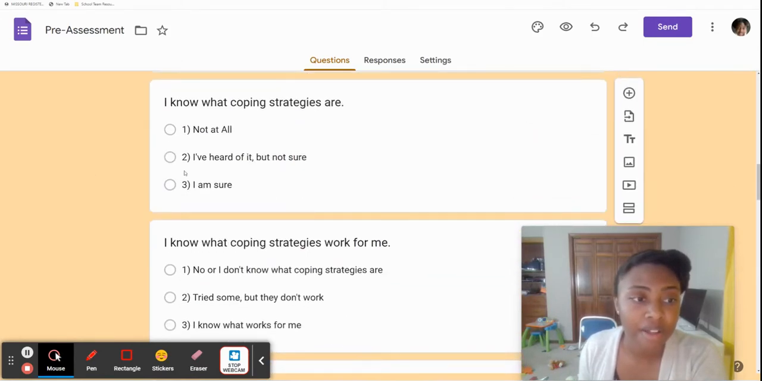So the questions: I know what coping strategies are. The answer is not at all, I've heard of it but not sure, or I am sure. And then the other question is: I know what coping strategies work for me. One, I don't know what coping strategies are. Two, I tried some, but they don't work. Or three, I know what works for me.